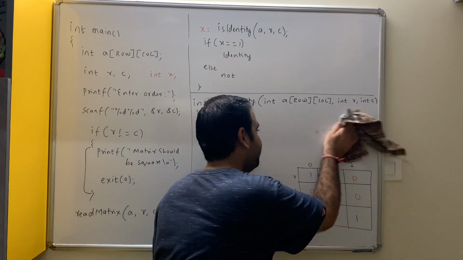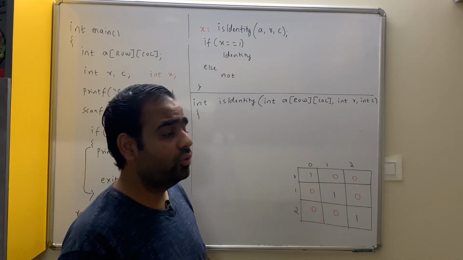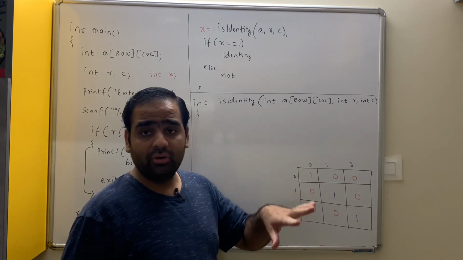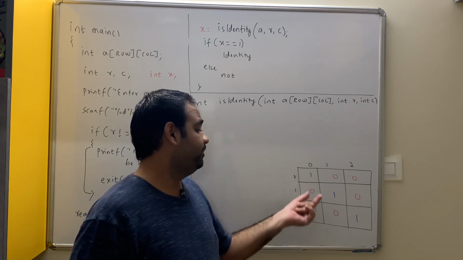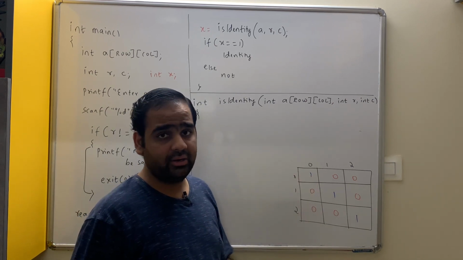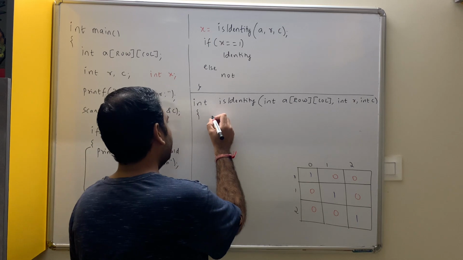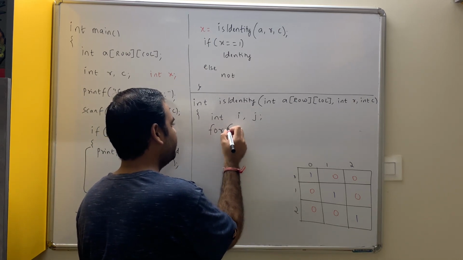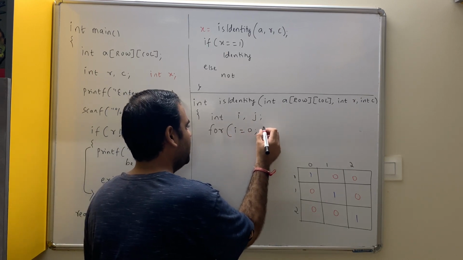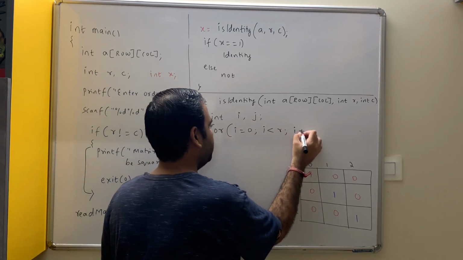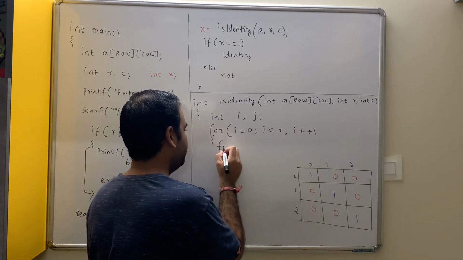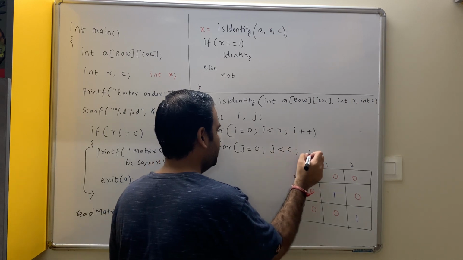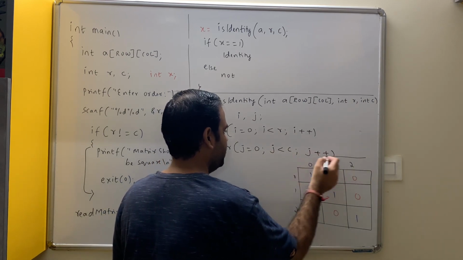Now, how do we check if it is identity or not? Already I said we go to each element of the matrix. If it is a principal diagonal element, how do we know it is a principal diagonal element? i equal j. And if it is not equal to 1, it cannot be an identity matrix. Therefore, we say int i, j. We go to each element of the matrix. For i is 0, i is less than r, i plus plus. And for j is equal to 0, j is less than c, j plus plus.